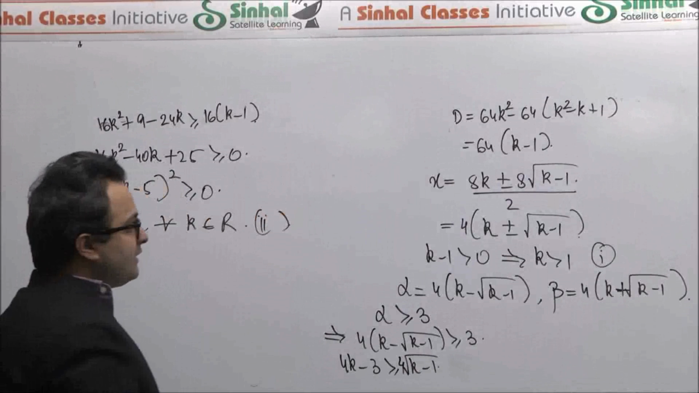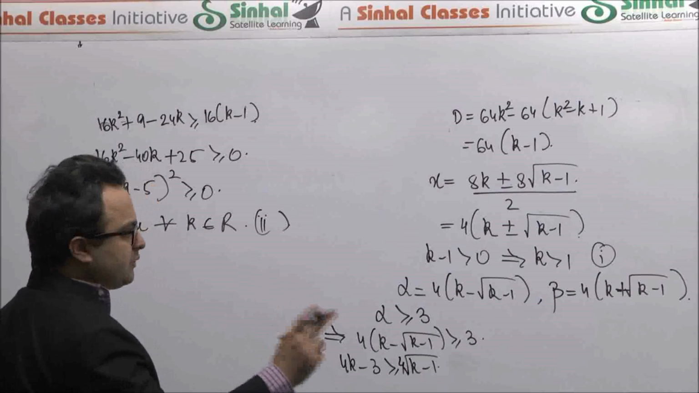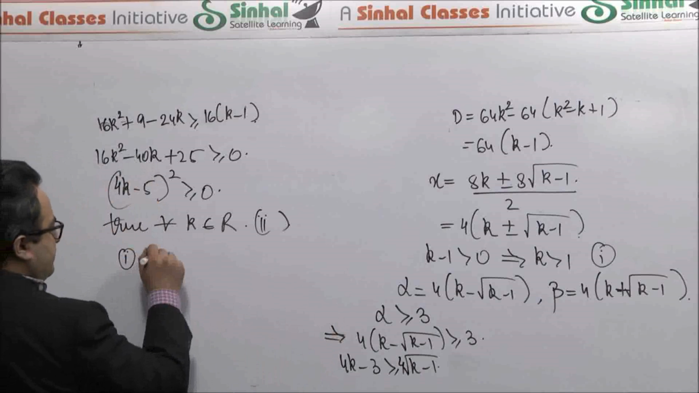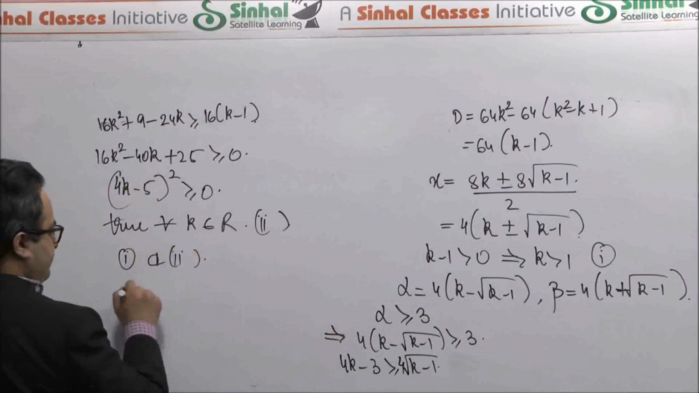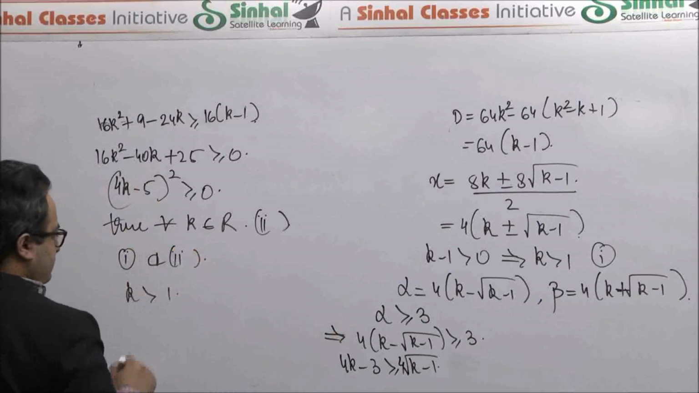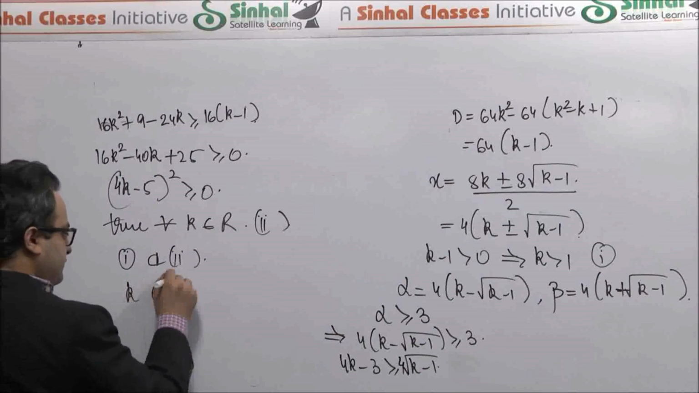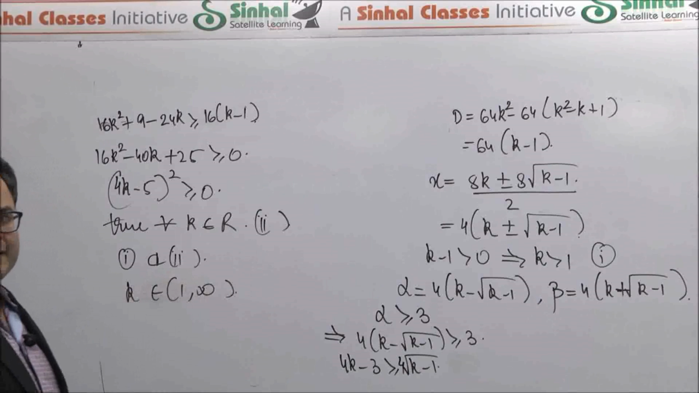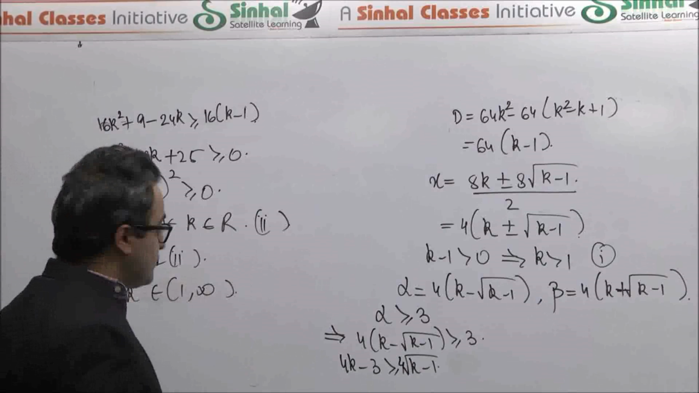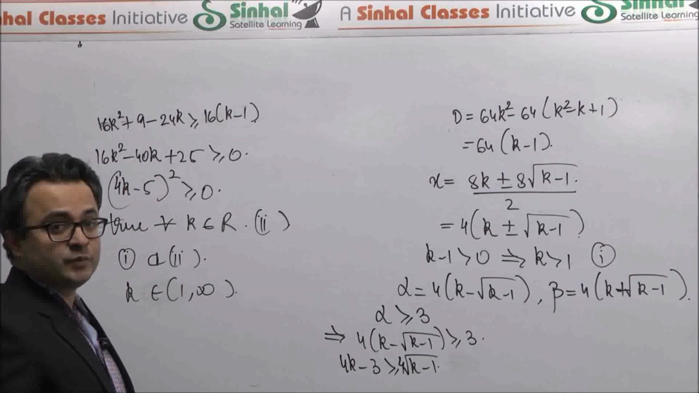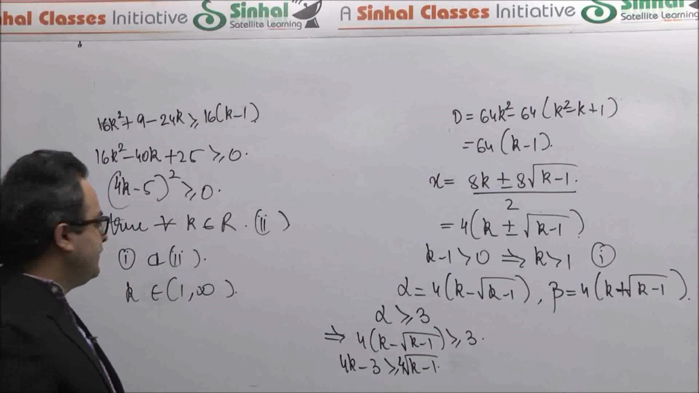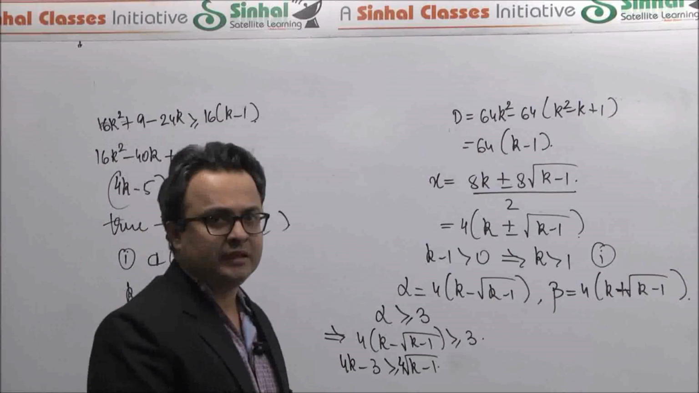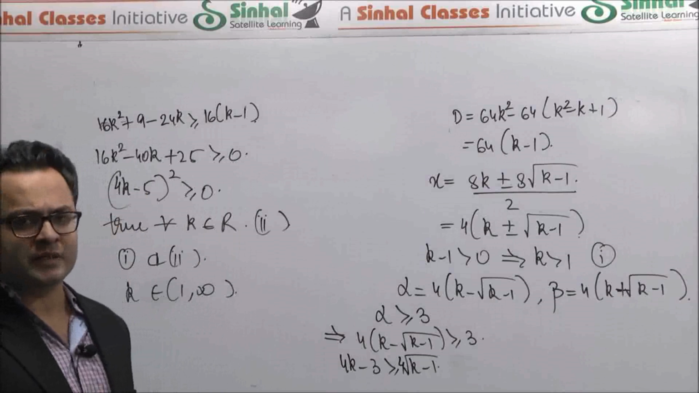You therefore just have to take an intersection of the conditions 1 and 2. So from 1 and 2, k belongs to the set 1 to infinity, and of course we have been asked to find the smallest integral value of k. Given that k lies in the interval 1 to infinity and k cannot be equal to 1, the smallest integral value of k must obviously be 2.